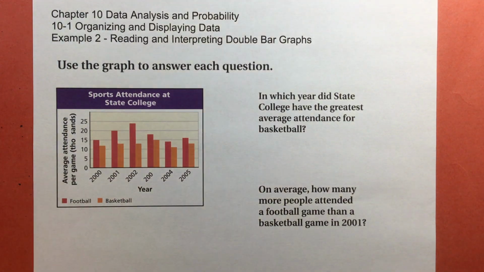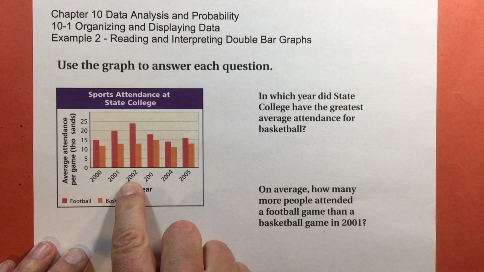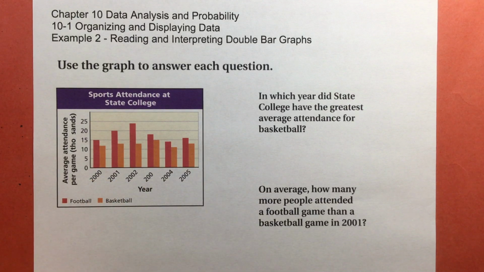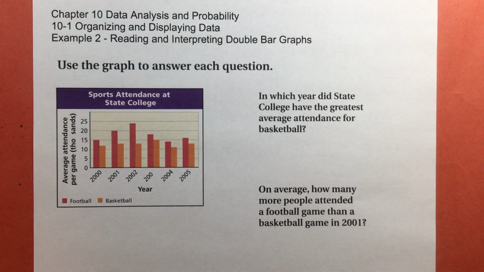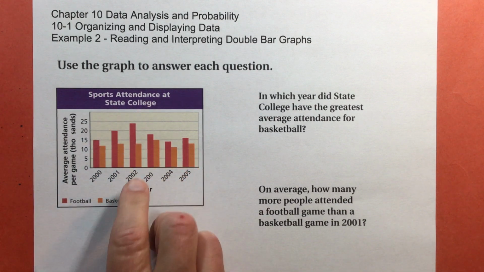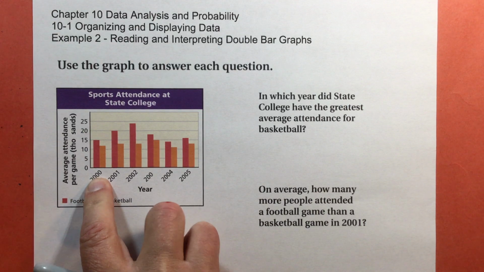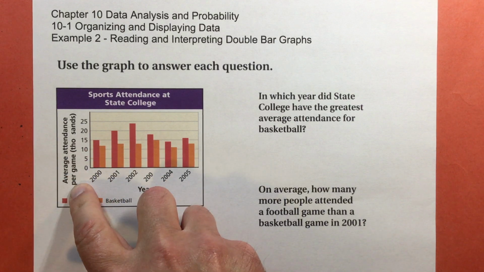So what a double bar graph does is that it takes data that is categorical. So these things are grouped together by year. 2000, 2001, 2002. I know these are numbers. Sometimes we use numbers to represent categories, but this 2000 actually means it's not really the number 2000. If I read the title, this is sports attendance at State College. So this is the year 2000, specifically talking about the attendance in that season.